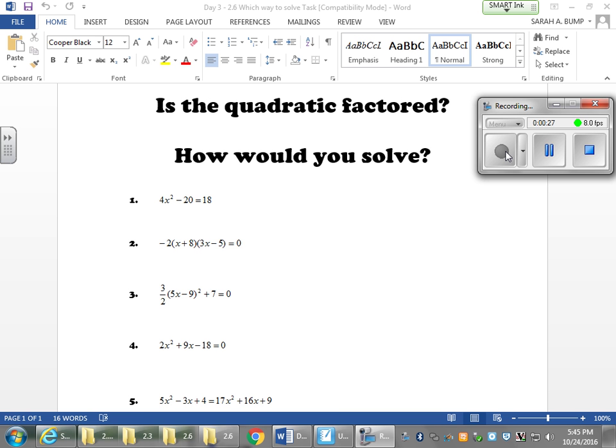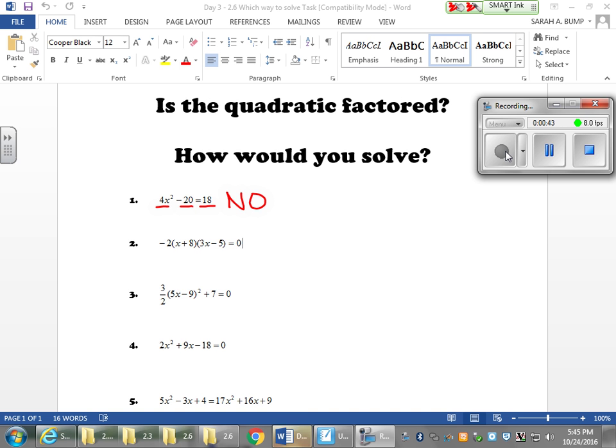So starting with number 1. If it's factored, that means everything is being held together through multiplication. These are all separate terms. These are not being multiplied. Therefore, this is not in factored form. This is a big no. Okay, we're going to write a yes or no next to each of these.